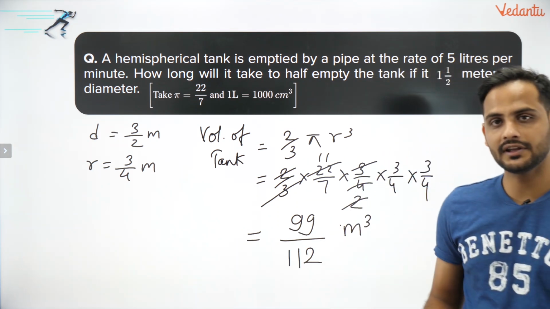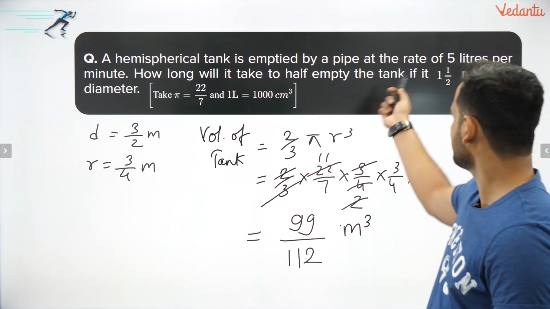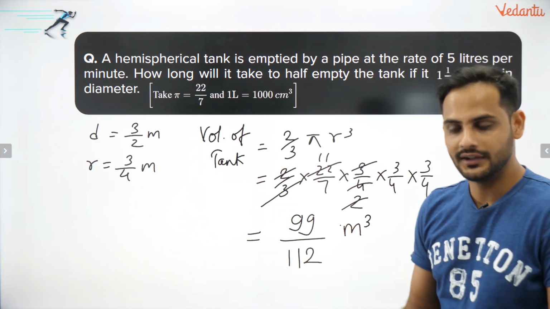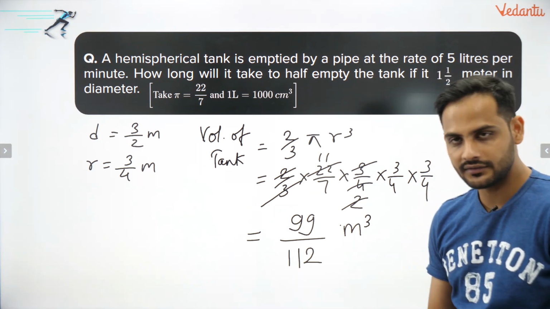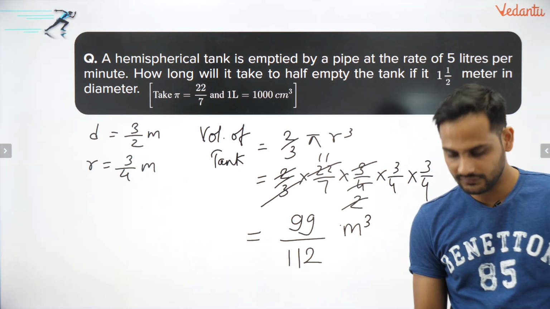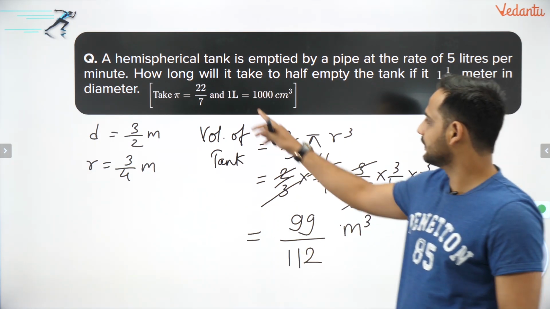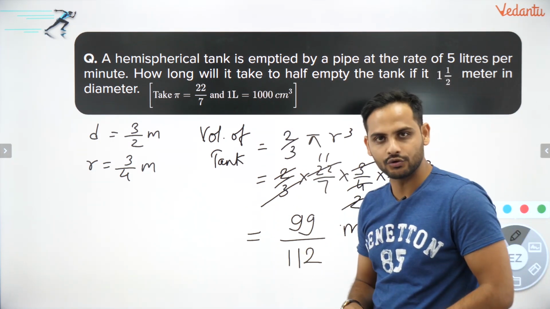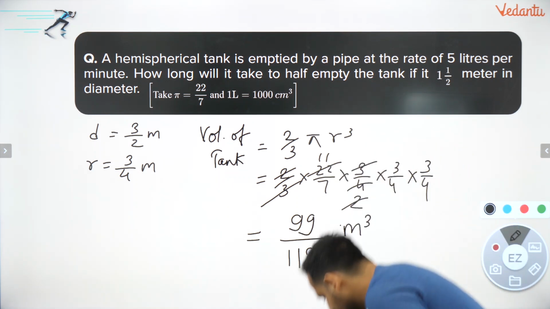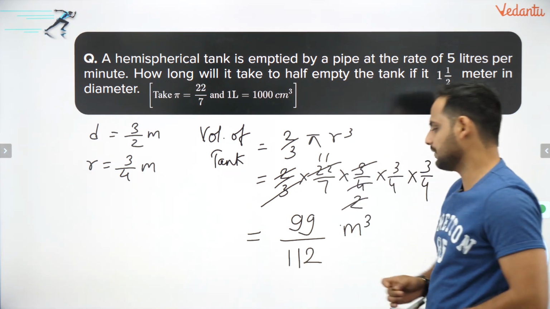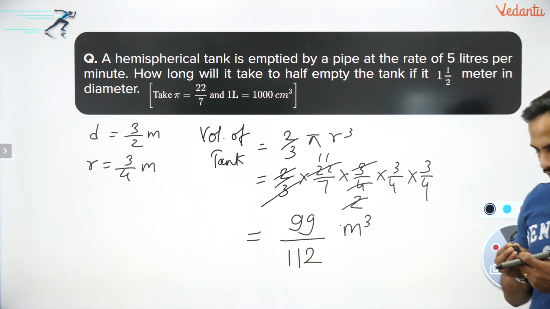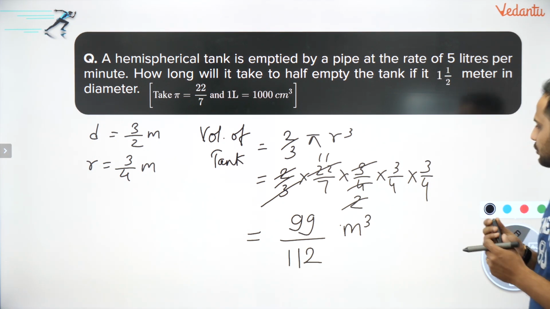This is not the capacity in liters. They are saying 5 liters per minute it is taking outside. So first thing, we need to convert it into liters. They have given you one conversion: 1 liter is equal to 1000 centimeter cube. So first we need to convert it into centimeter cube, by converting meter cube to centimeter cube.